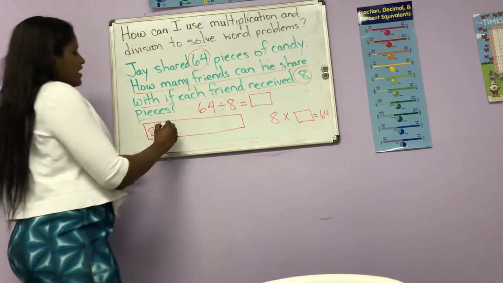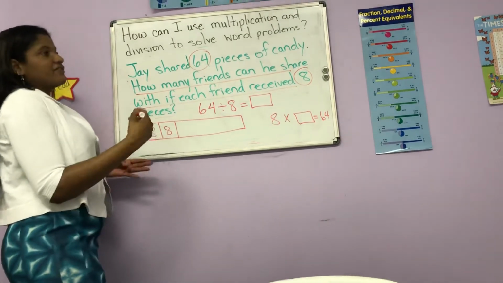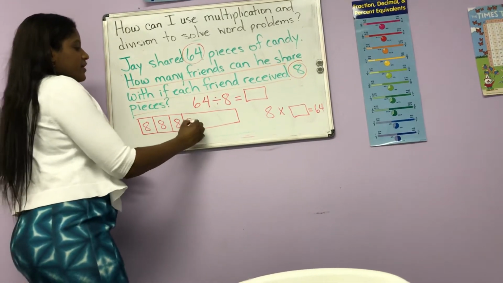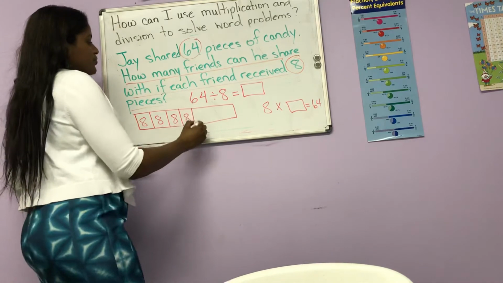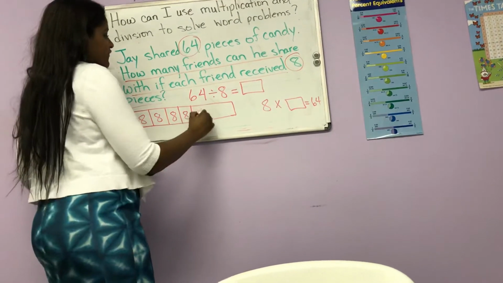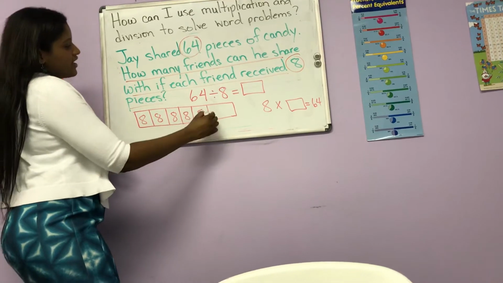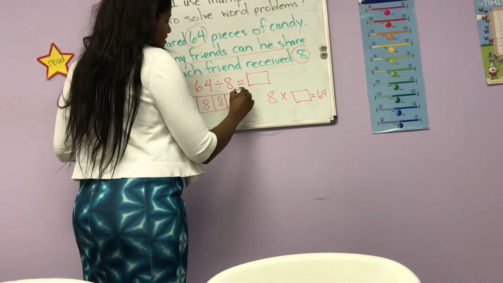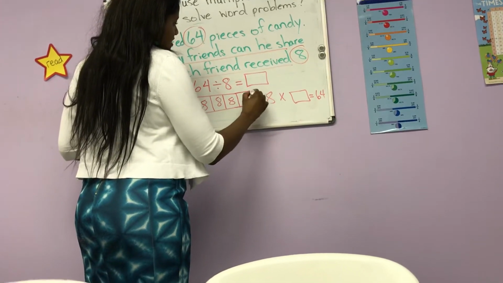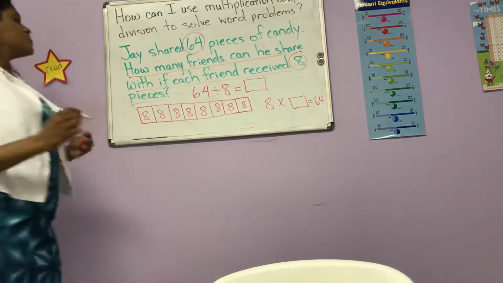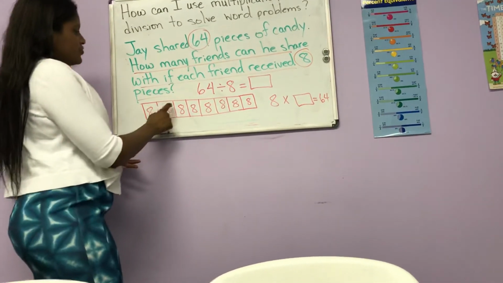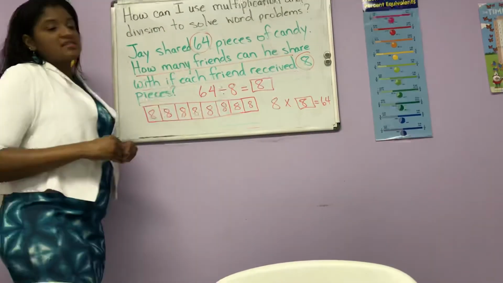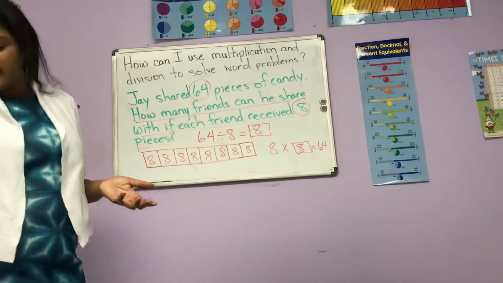So 8, and then if I give another 8, now I have given away 16. If I give another 8, I've given away 24. Another 8, I've given away 32. Another 8, 40. Another 8, 48. Another 8, 56. All right, I need to give away another 8, and that's my 64. So how many friends did he share with? 1, 2, 3, 4, 5, 6, 7, 8. So he shared with 8 friends. 8 times 8 is 64. 64 divided by 8 is 8.